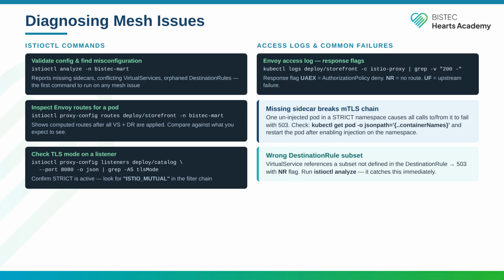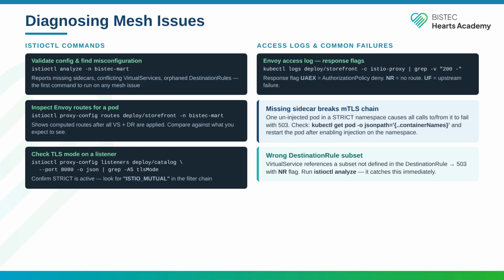The second tool is istioctl proxy-config. The routes subcommand shows the computed Envoy routing table for a specific pod after all virtual service and DestinationRule resources have been translated. Compare what Envoy has computed against what your virtual service specifies. Discrepancies reveal translation errors or missing destination rules. To verify that mTLS strict is active on a specific listener, use proxy-config listeners with the port flag, output as JSON, and grep for tlsMode. Look for istio-mutual in the filter chain.